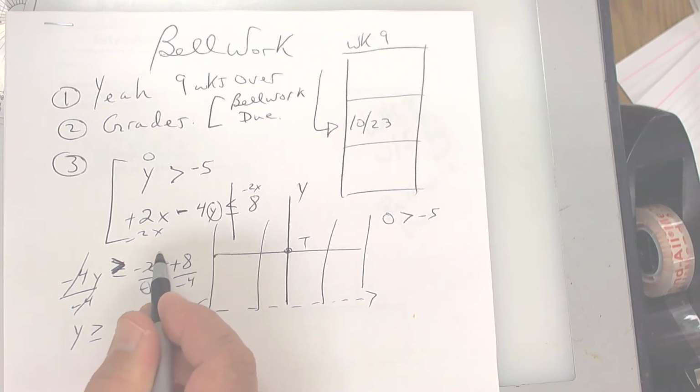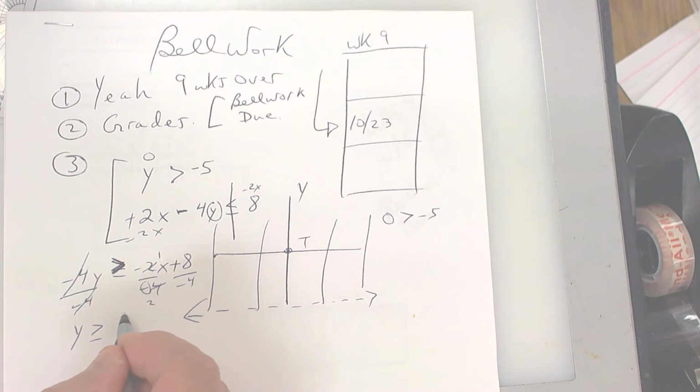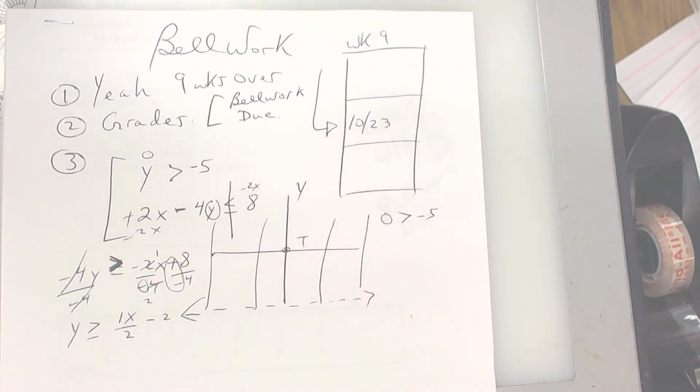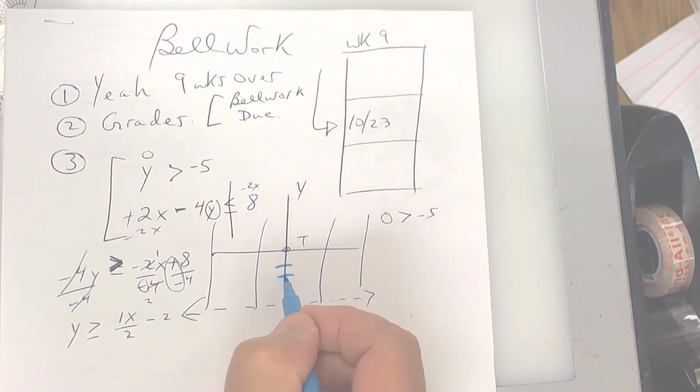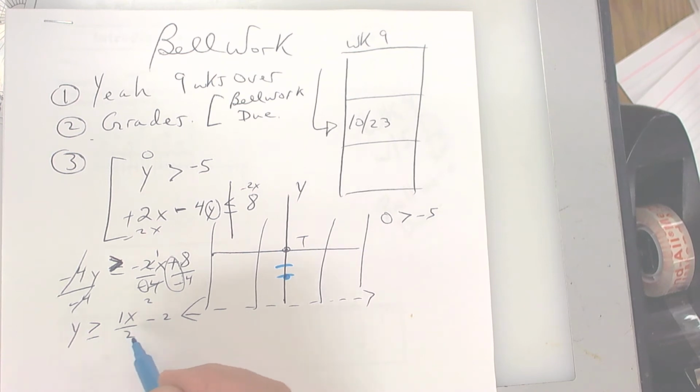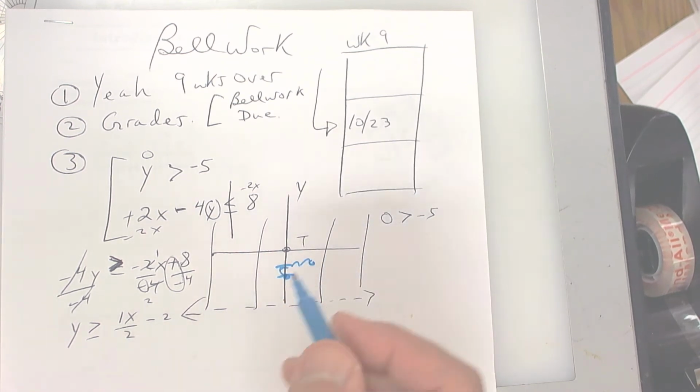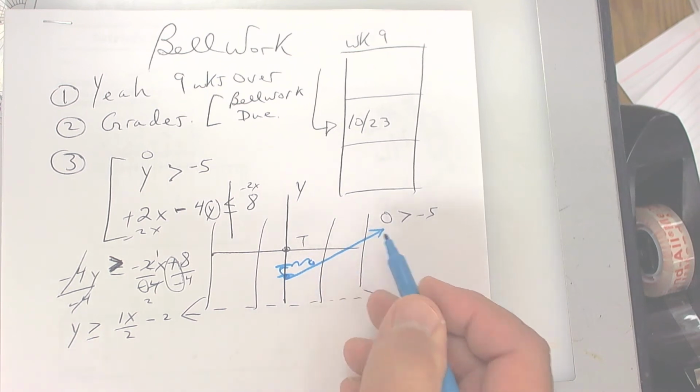This reduces. 2 goes into 2 once, 2 goes into 4, 2. So that becomes 1x over 2. And a positive divided by a negative, that's 1 negative, so that's a -2. So you're going to go down 2. Let me use a different color. Put a dot. And now you're going to go up 1 and then to the right 2. This one is solid, so draw a solid line.